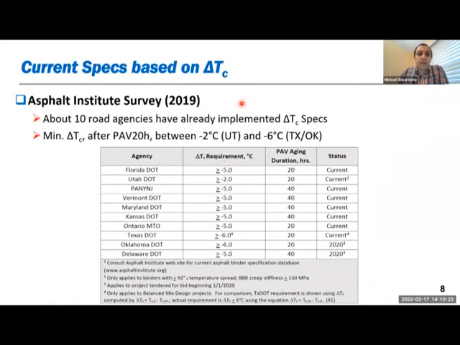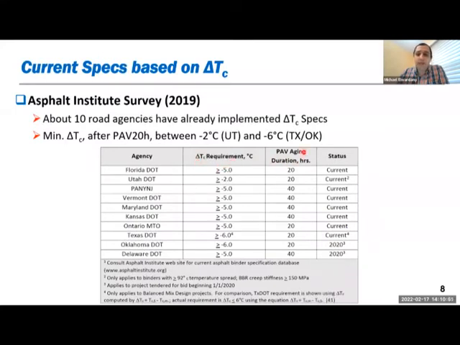Now, the situation is that in 2019, there was a survey done by the Asphalt Institute, and it shows that at least 10 highway agencies, including Florida, Utah, Vermont, Maryland, Kansas, Ontario in Canada, Texas, Oklahoma, Delaware, and also the Port Authority in New York and New Jersey, all have included delta TC in their binder specifications.